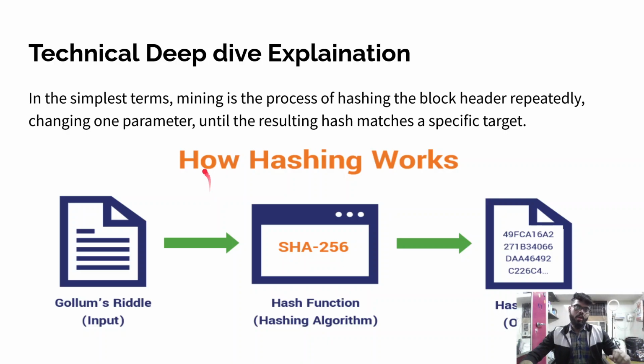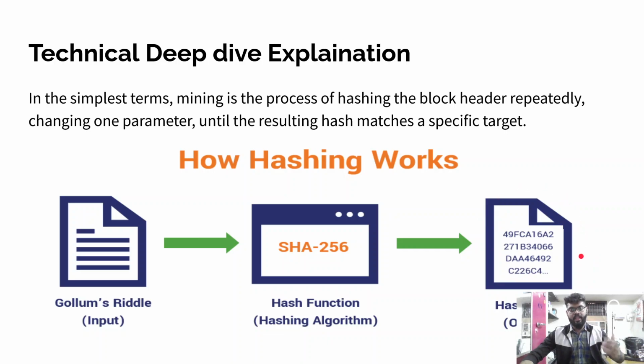In the simplest terms, mining is nothing but hashing the block's header repeatedly, again and again, until the resultant hash matches a specific target value. Just see this, this is how hashing works. I assume that everybody knows how hashing works and the properties of hashing. Suppose we have an input, no matter what the size of the input is. When we give it to the SHA-256 algorithm, it gives an output of fixed length, that is, 256 bits.